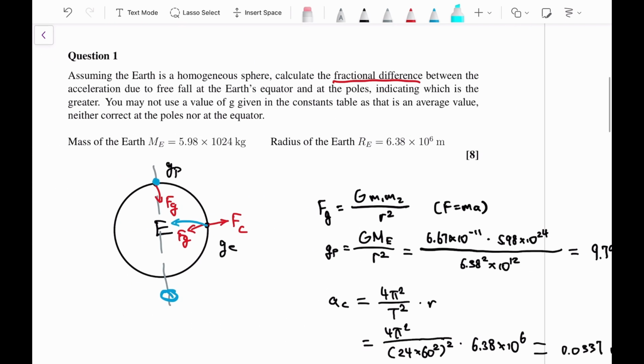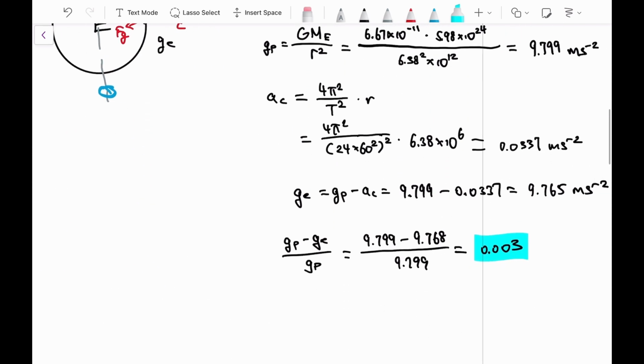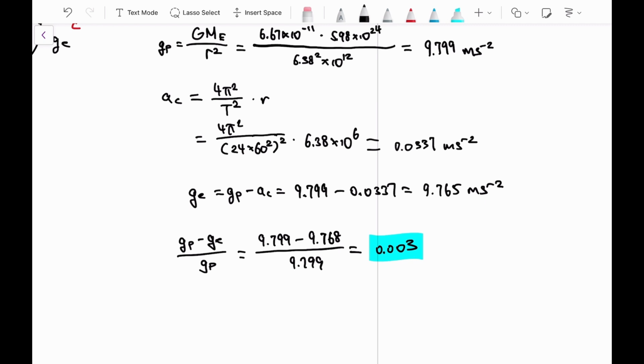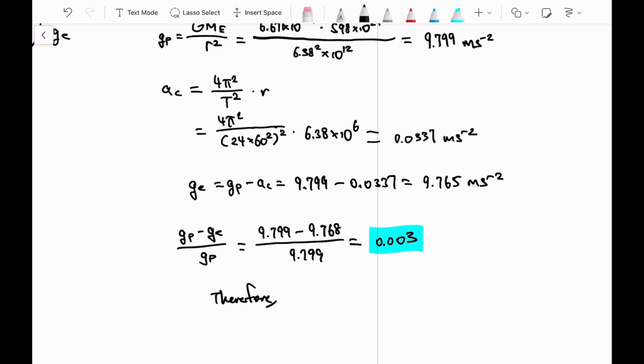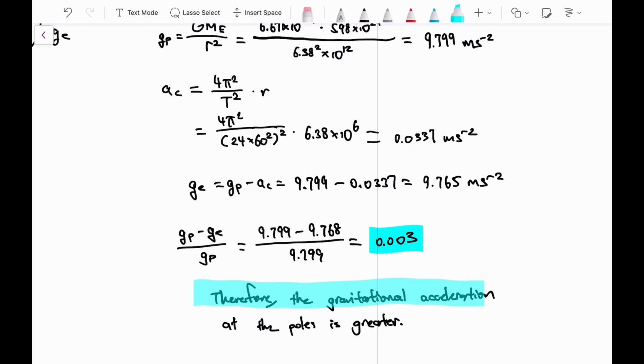And apart from that, it says indicating which is greater, so we can say therefore, GP is greater, therefore the gravitational acceleration at the poles is greater. And this will be the full answer to the question.